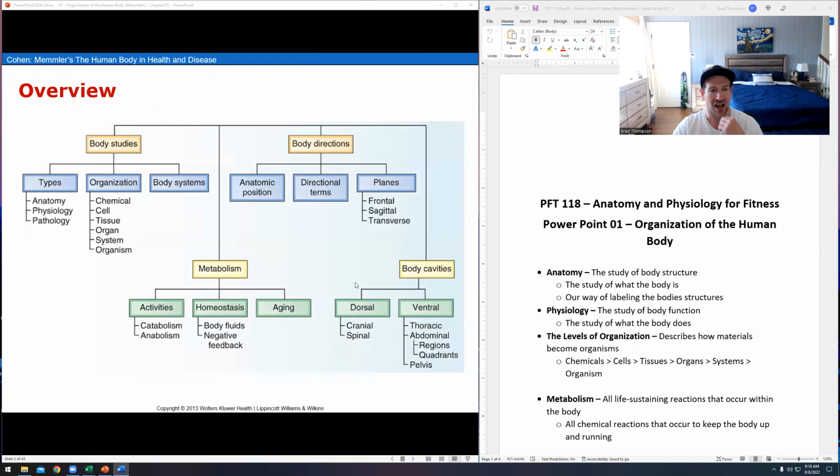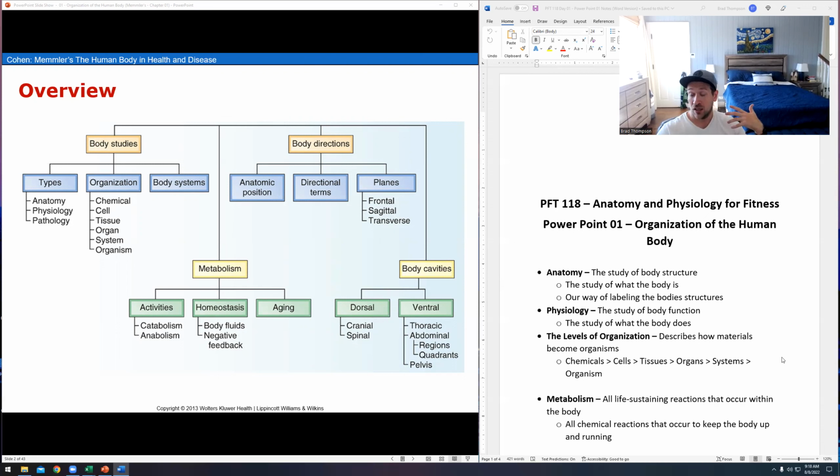So for instance, we're going to work our way through understanding what body studies are, our types of study, how it's all organized, and then various body systems. We'll get into some directional terms today. And then we're not going to spend too much time talking about metabolism or body cavities, for instance, not super important for personal trainers.